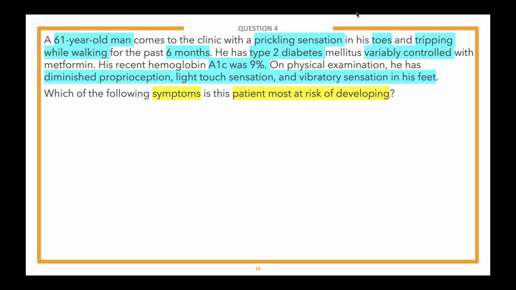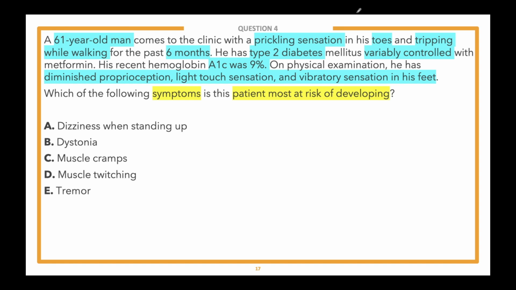Well, how many steps is this question? Well, I think one, we need to figure out what's going on with this patient. And then two, what other thing could he be at risk of? So I think probably a two-step question here. So let's take a look at those answer choices.